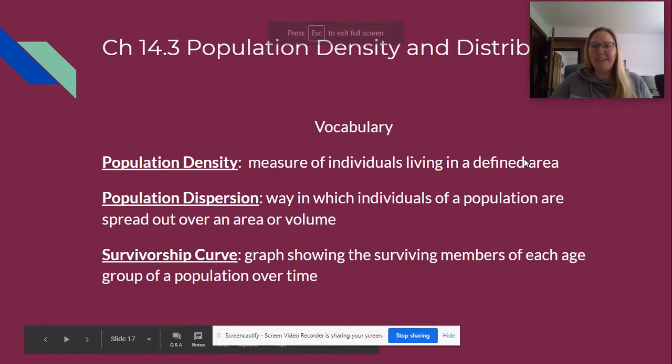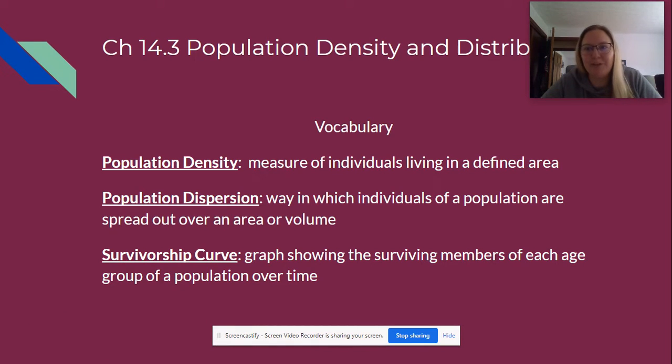All right, guys, here we are, the last piece of chapter 14. I told you guys it would be really short, so here we are. Chapter 14.3 is all about population density and the distribution of populations.